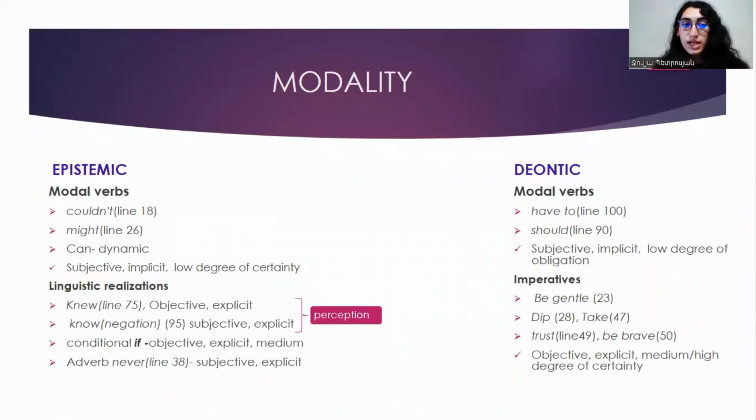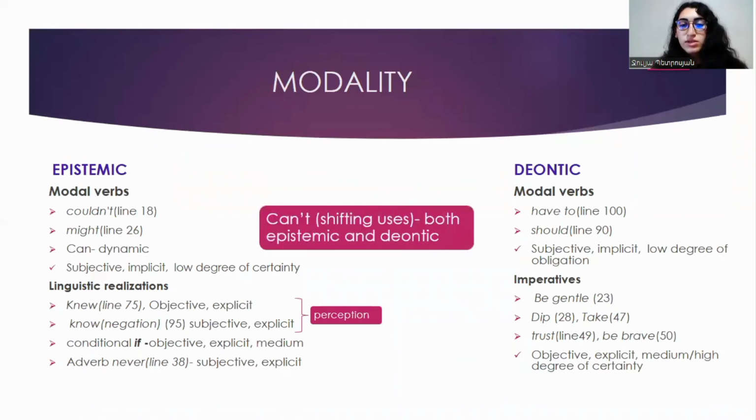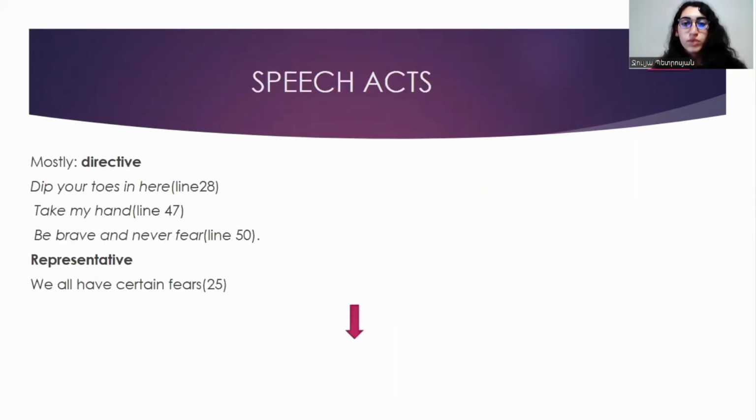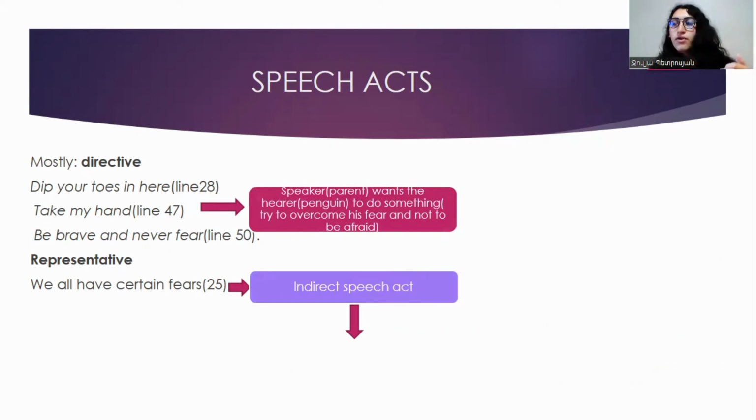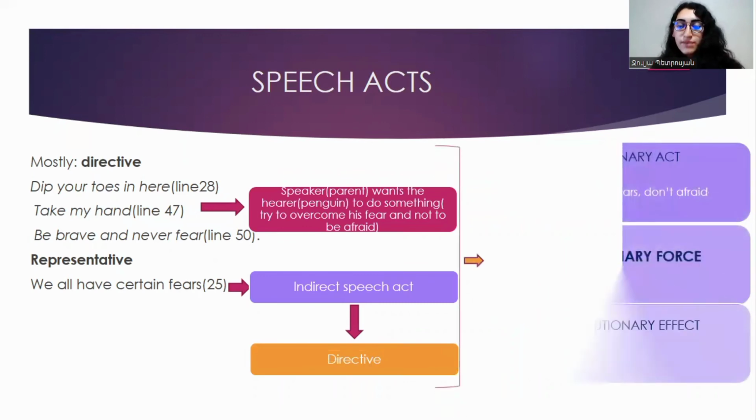So continuing with the modality part, I have found both epistemic and deontic modality, but I also found an example of shifting uses. In this particular text, can is used as an epistemic and deontic modal verb. So in the case of speech acts, I have found both directive and representative. The important thing is that the representative speech act is indirectly asking or saying to the penguin not to be too afraid to swim. So indirectly, it is directive, which creates three types of words, which you can see on the screen.